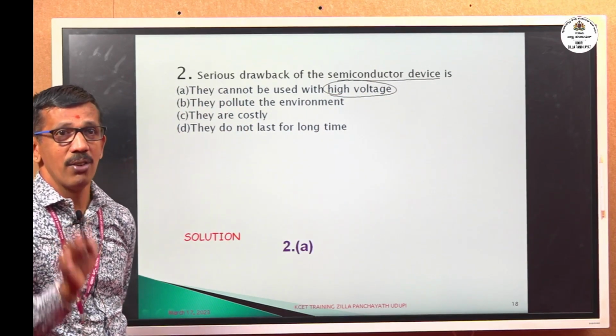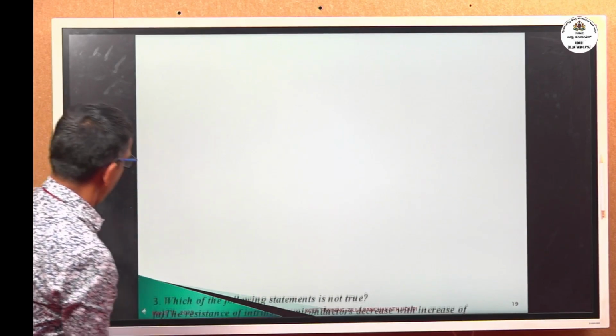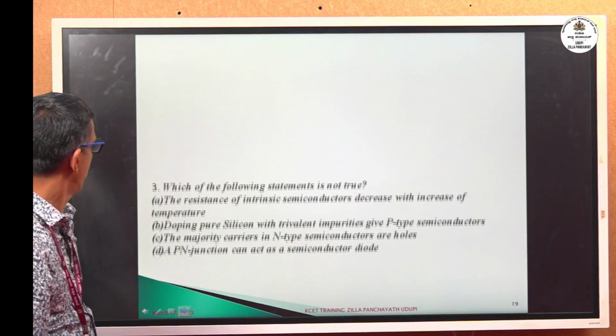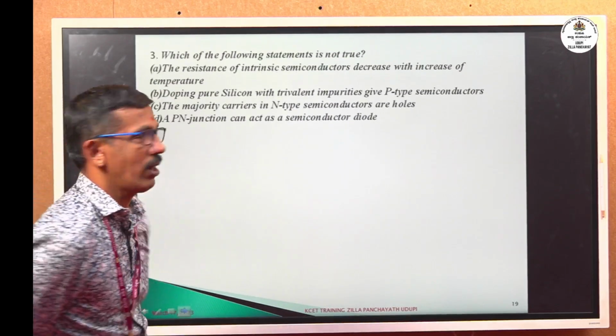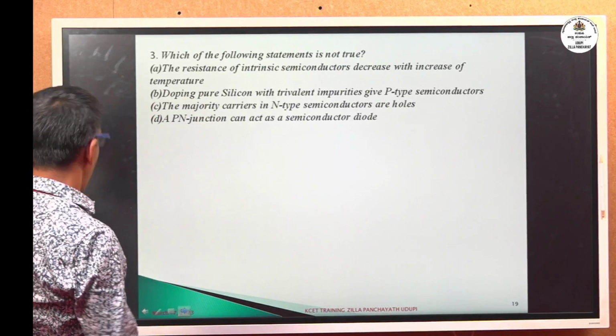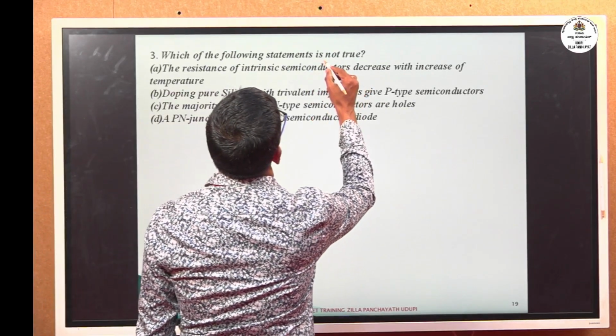That is the serious drawback. Now we move on to the next question. It is also a theory based question, a direct theory based question. Which of the following statements is not true?